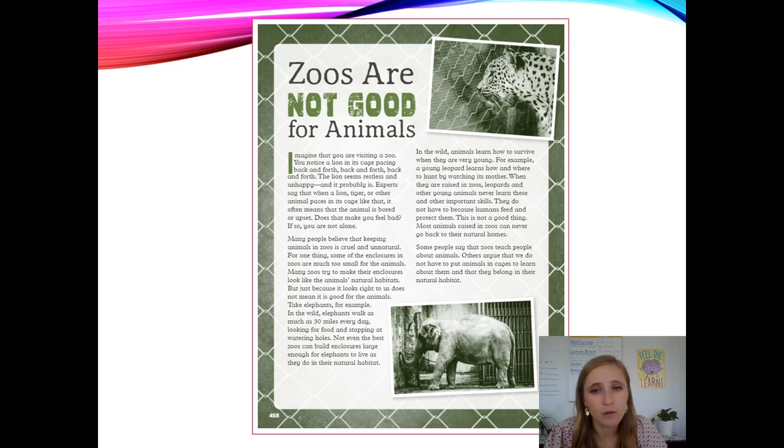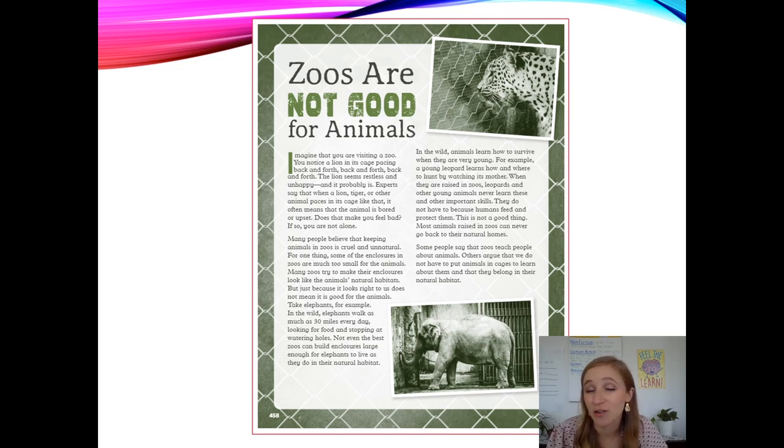In the wild, animals learn how to survive when they are very young. For example, a young leopard learns how and where to hunt by watching its mother. When they are raised in zoos, leopards and other young animals never learn these and other important skills. They do not have to, because humans feed and protect them. This is not a good thing. Most animals raised in zoos can never go back to their natural homes. Some people say that zoos teach people about animals. Others argue that we do not have to put animals in cages to learn about them and that they belong in their natural habitat.